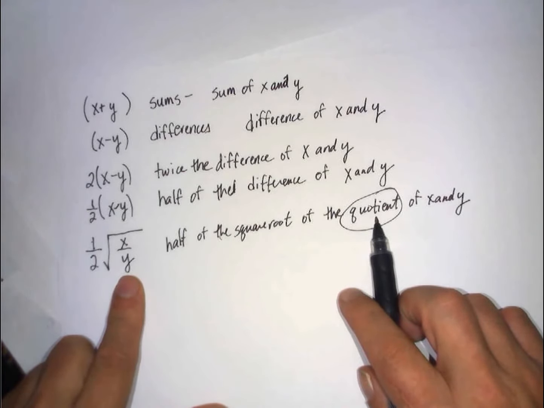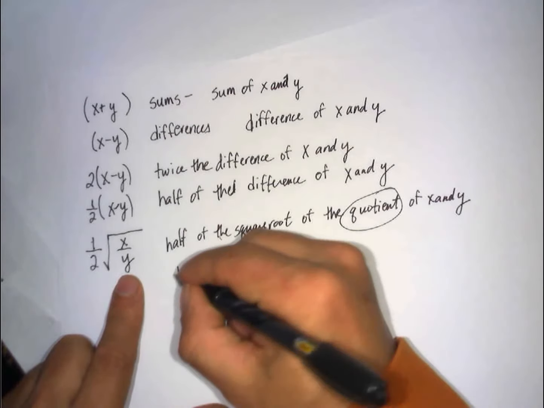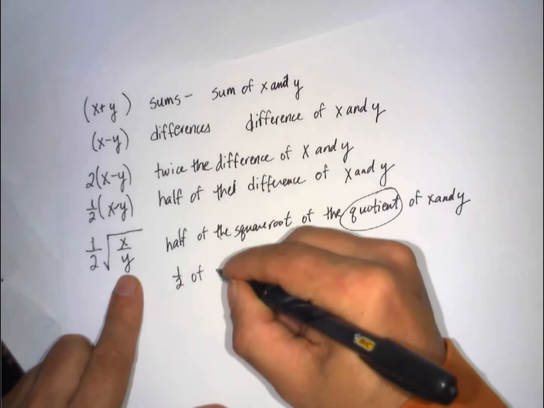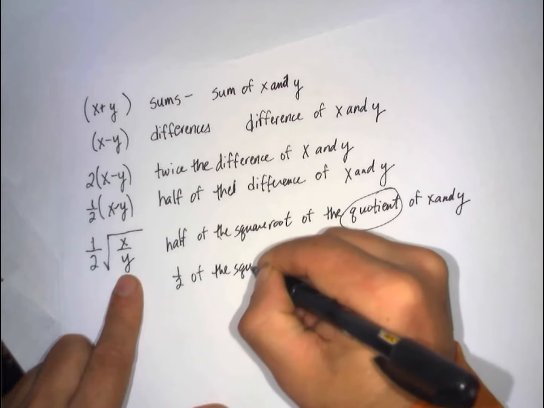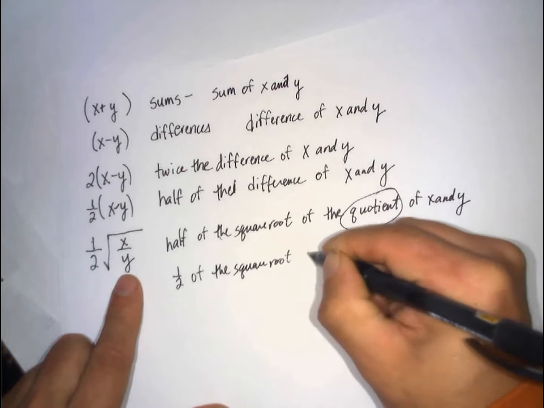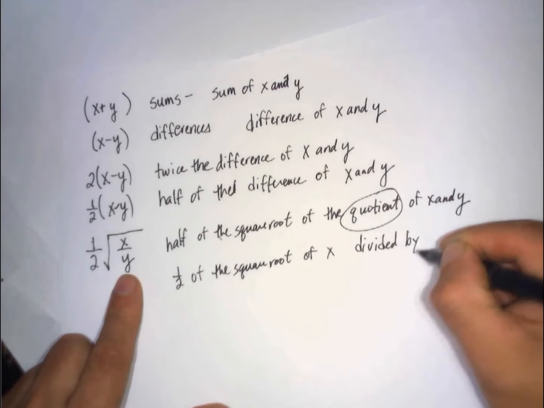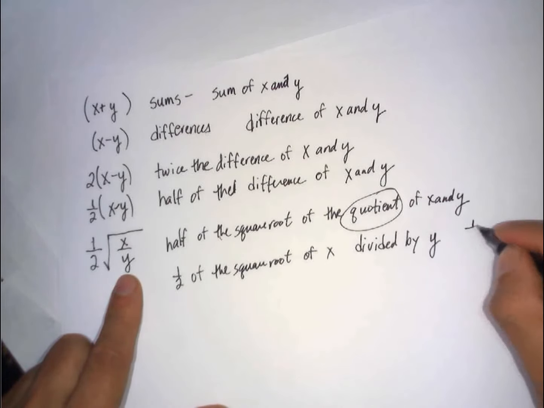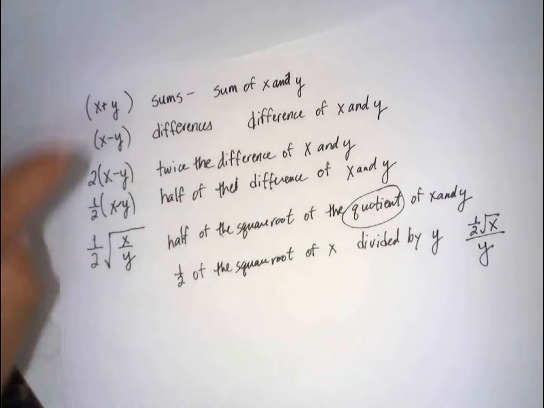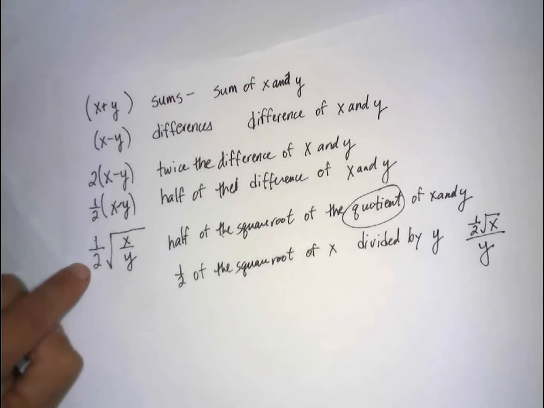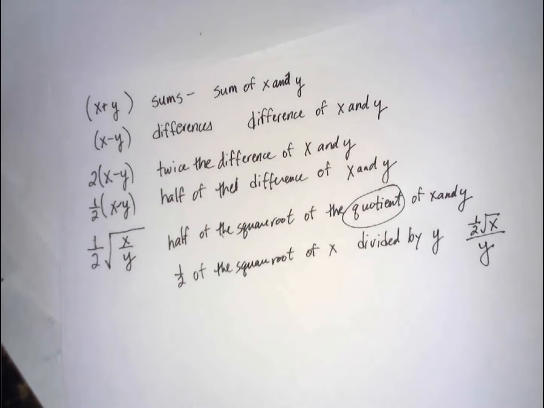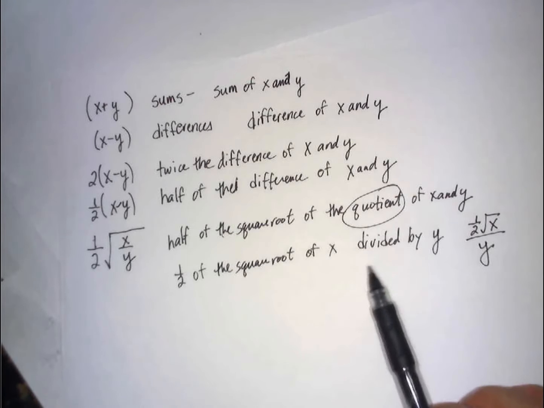Now be careful using that divided by, because you could say half of the square root of x divided by y. That could mean this. So if you use quotient, it ensures it's this. You see the difference there? Okay, so these are just some examples of ways that you could translate things back and forth. The best way to get familiar with this is to find examples and practice.